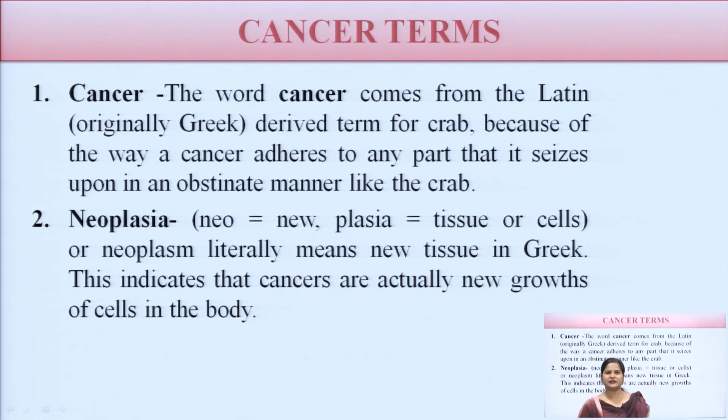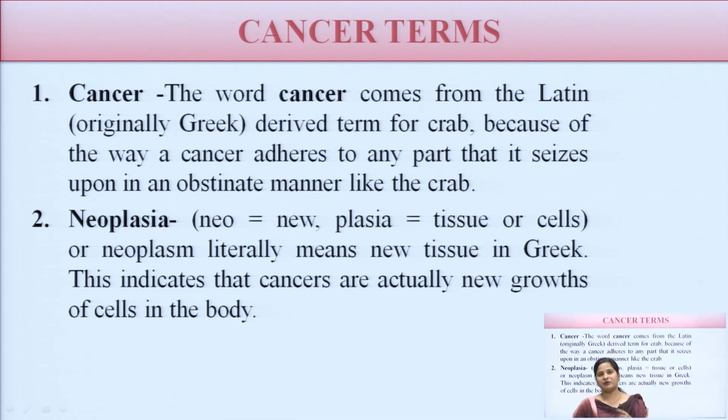Now, there are several terms that define cancer. The word cancer comes from the Latin word, originally Greek, derived from the crab, right. Because of the way cancer adheres to each part in an obstinate manner, just like a crab. Crabs live in very crowded areas, so the cancer structure resembles a crab.